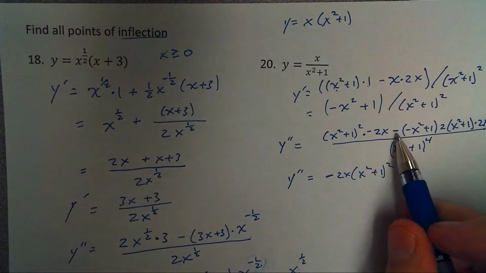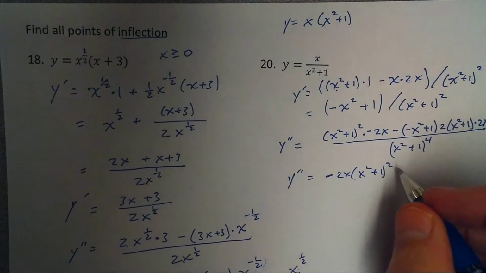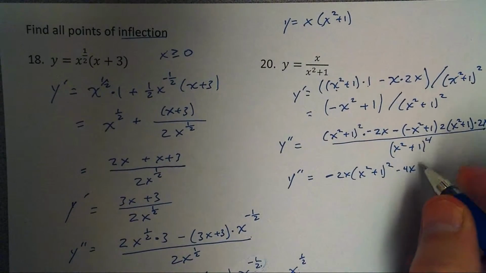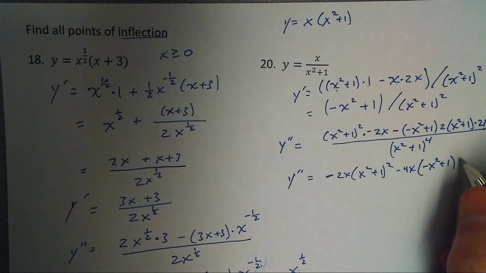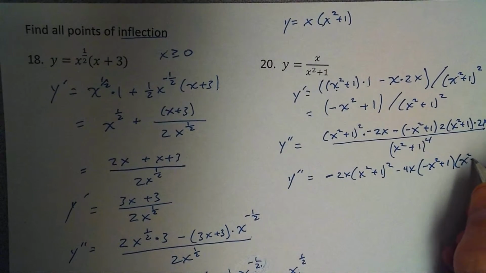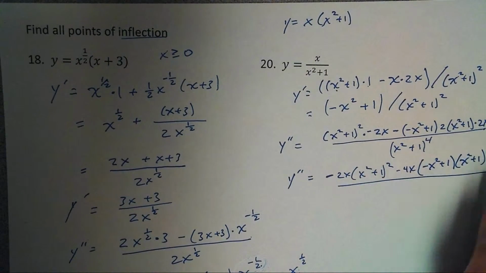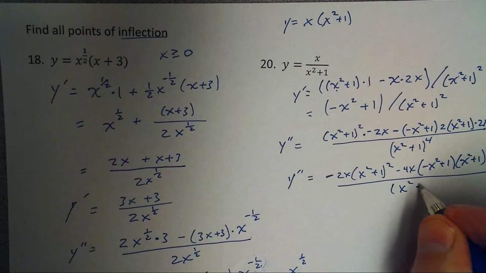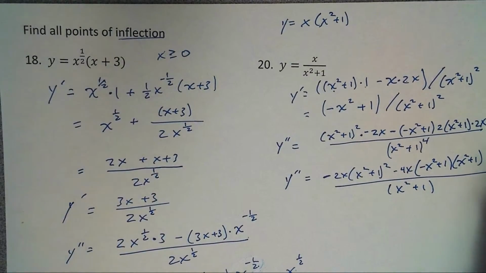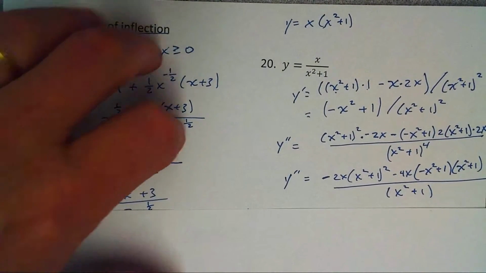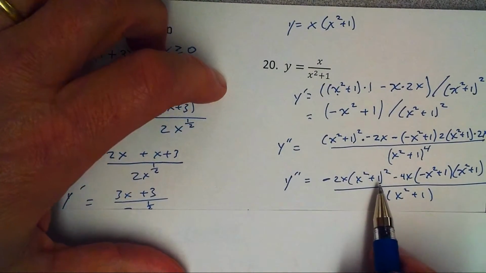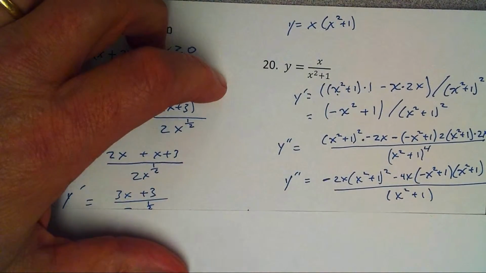Then I've got a minus, a 2 and a 2x, so minus 4x times negative x squared plus 1 times x squared plus 1, all on the square of the thing below. At this point, I think I'm going to try to see what factors I can get out of the numerator.